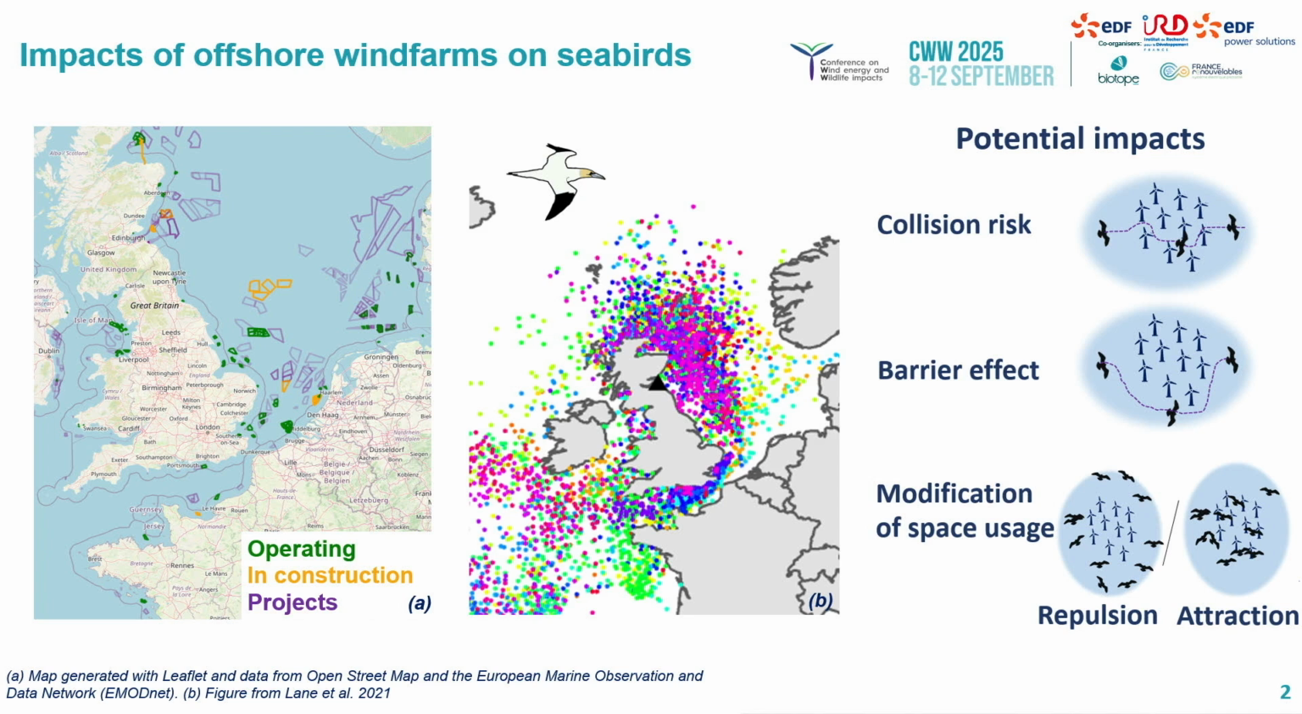Because they share space, the offshore wind farms may have potential impacts on the seabirds, including collision risk, barrier effects, so added energy expenditures, and modification of space usage, ranging from repulsion to attraction. And our question is, for the future wind farms amongst all the ones we have planned in Europe, how can we predict the impact that we will have on the seabirds?